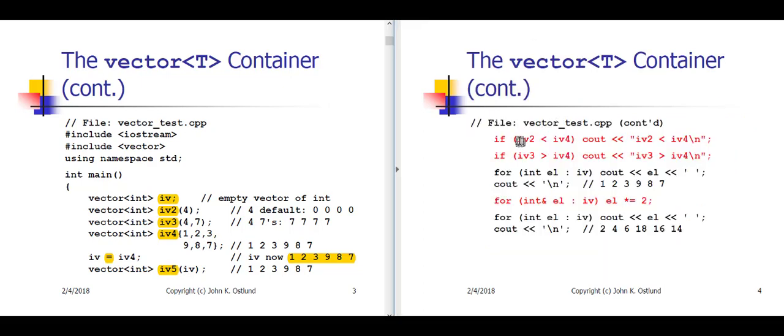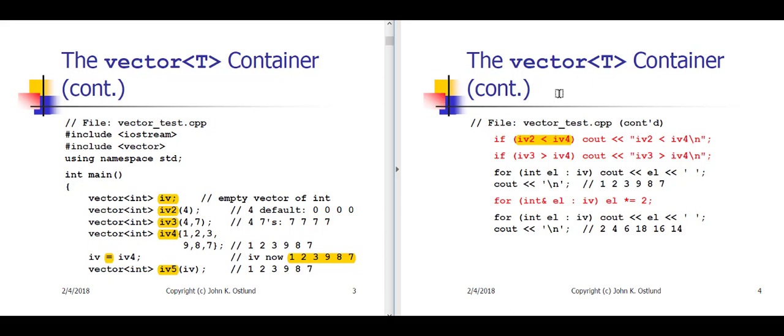Alright, continuing on slide 4, here we're doing a relational comparison between iv2 and iv4. Now, iv2 contains four 0 elements. iv4 contains 6 elements, 1, 2, 3, 9, 8, 7. What the relational test does is an element-by-element comparison, and the first time a pair of elements are discovered that don't match, if the one on the left is less than the one on the right, we're going to consider the entire vector on the left to be less than the vector on the right.